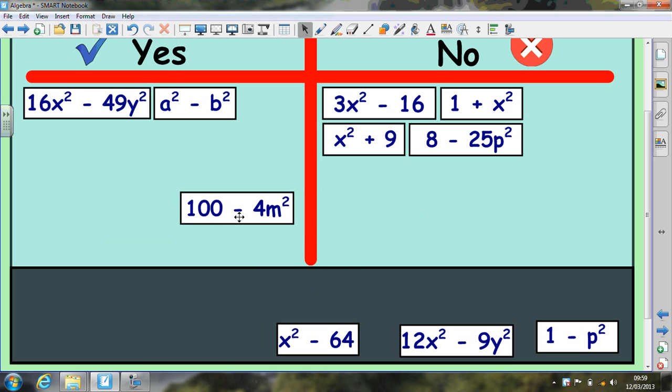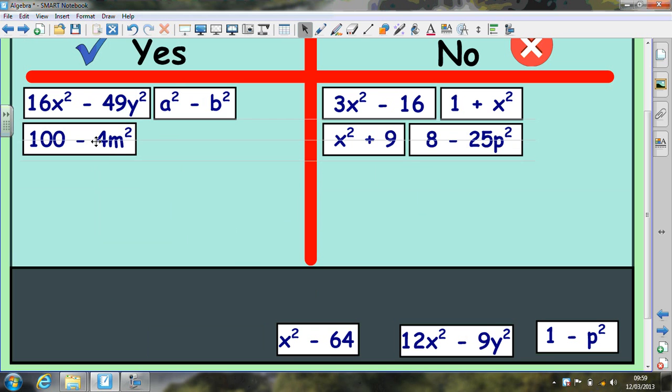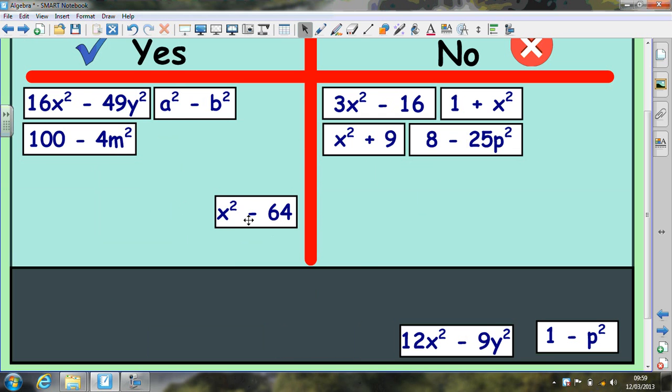100 subtract 4m squared, so we've got the takeaway in the middle. We've got an m squared. 4 is a square number, 2 times 2 makes 4. And 100 is a square number because 10 times 10 makes 100, so that is the difference of two squares. X squared subtract 64, so we've got a takeaway, we've got an x squared, and 8 eighths makes 64. That's a square number, so that's good.